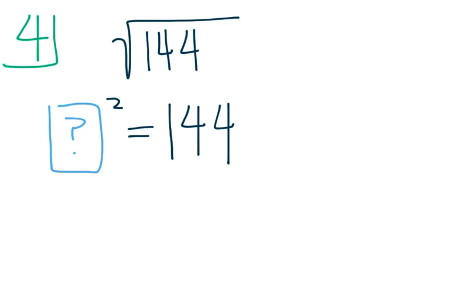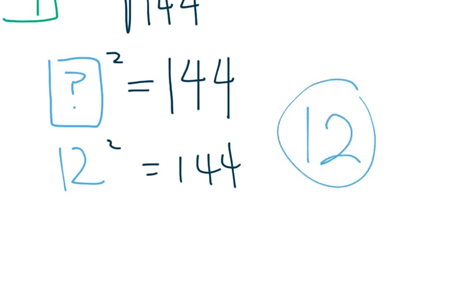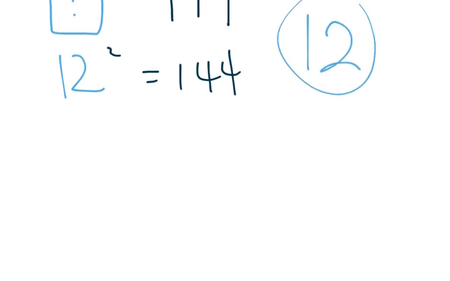Okay, so let's move on. So number 4 is the square root of 144. So we're trying to figure out what times itself equals 144. And as it turns out, 12 squared equals 144. So the square root of 144 is 12. And since it is a whole number, it's an integer, this is a rational number.